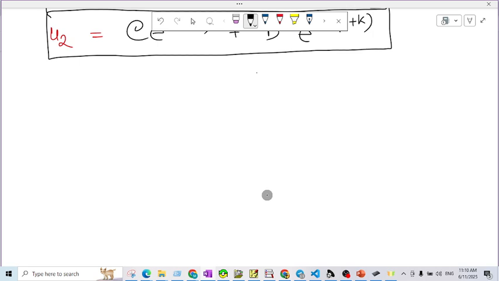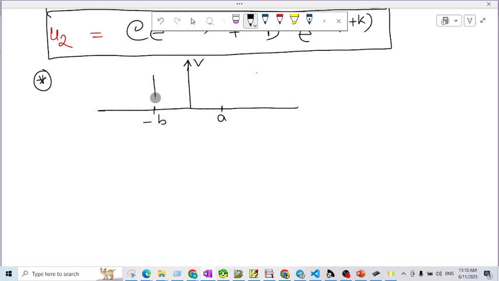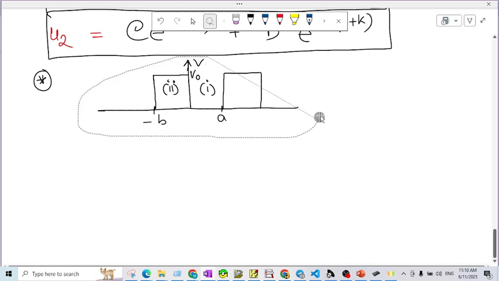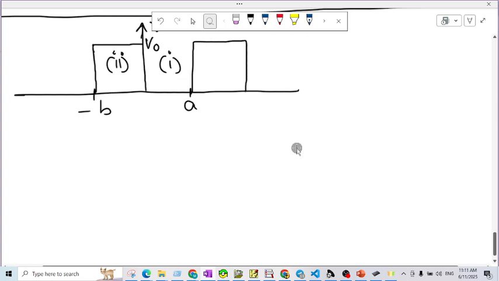Okay, so now let's proceed. Let me draw that graph again. So it's our V and a, and it's minus a. For this region we have a potential energy V naught, but here potential energy is 0, and here again it is V naught. Okay, so I have two regions, right? This is the first region and this is the second region. I should draw this graph a bit bigger. Okay, I don't need it, I can zoom it.